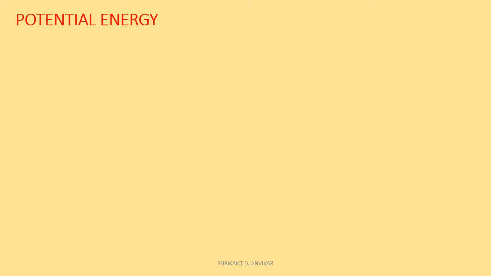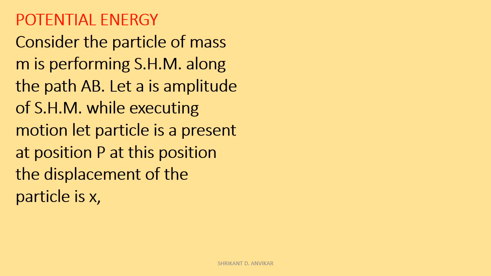Now we calculate the potential energy of a particle. Consider one particle performing linear simple harmonic motion. Suppose AB represents the path of SHM, O is the mean position of the particle, and let A represent the amplitude of SHM.